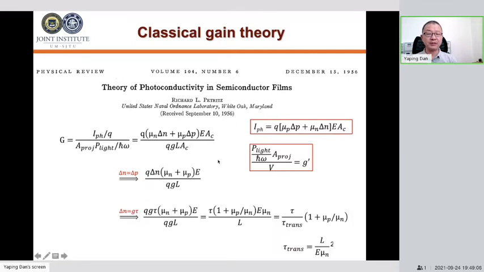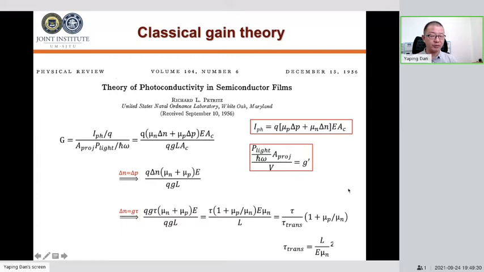Now we can further make an assumption over here: delta n is equal to G prime times tau, right? So we replace this delta n with G times tau, and the generation rate actually cancels over here. So then we have this equation.